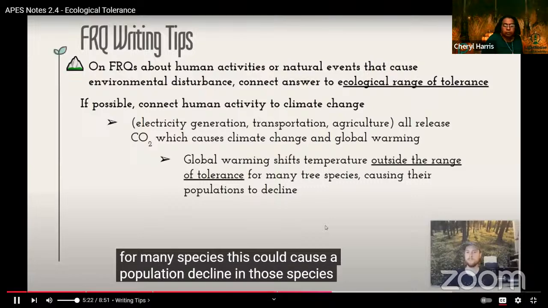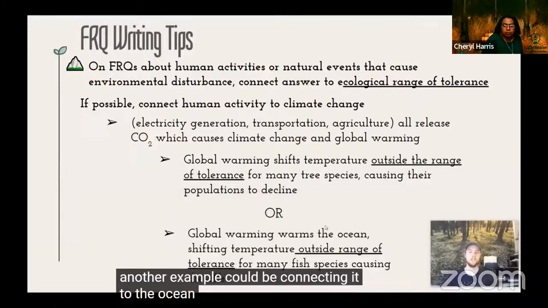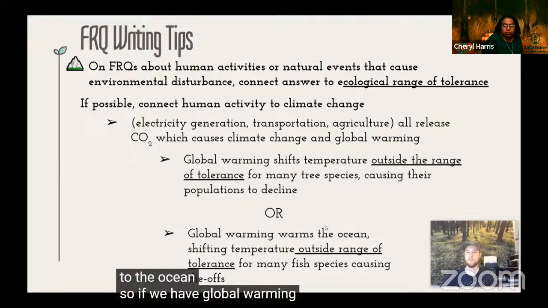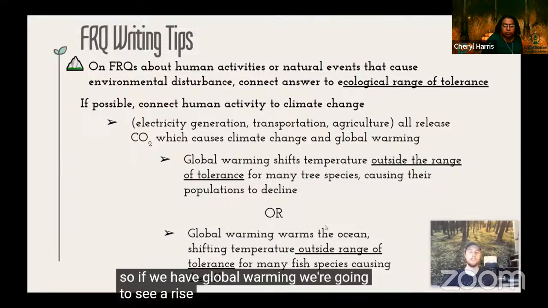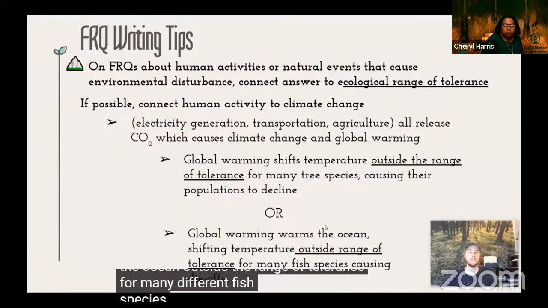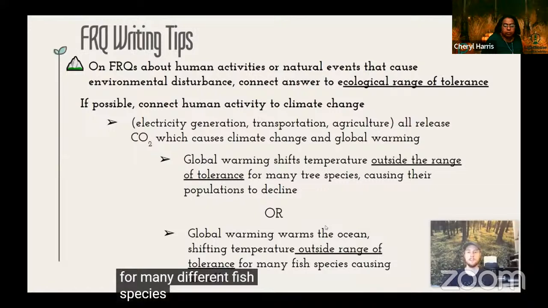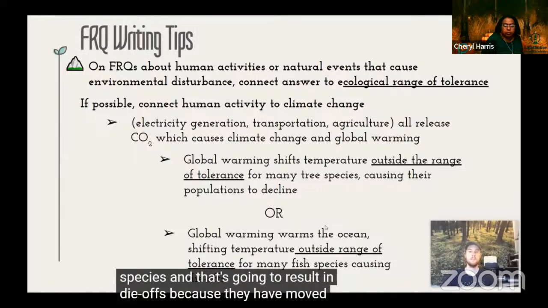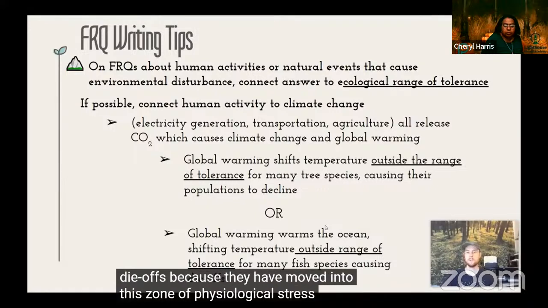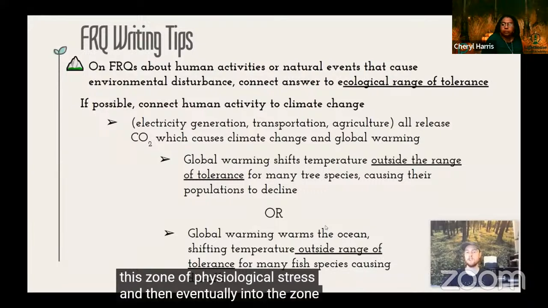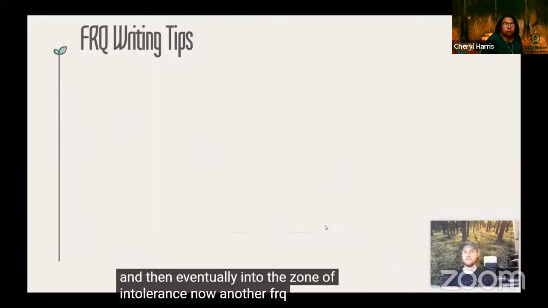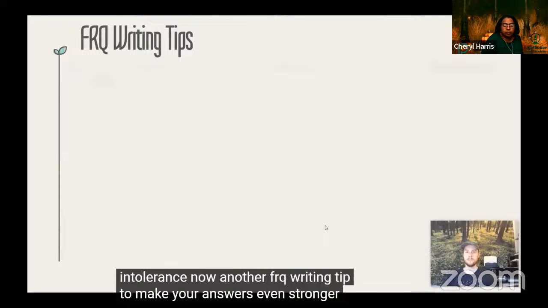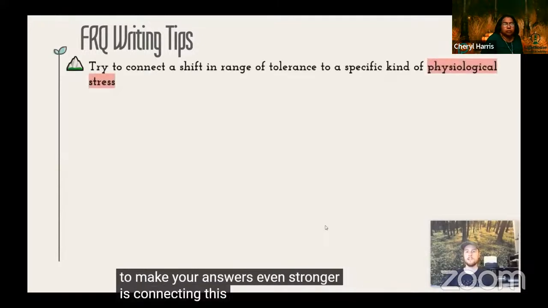Another example could be connecting it to the ocean. So if we have global warming, we're going to see a rise in ocean temperatures as well. That's going to move the temperature in the ocean outside the range of tolerance for many different fish species, and that's going to result in die-offs because they have moved into this zone of physiological stress and then eventually into the zone of intolerance.